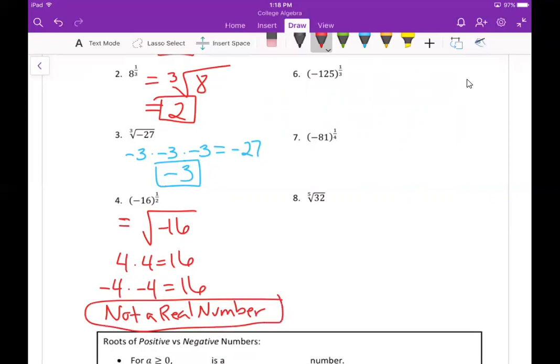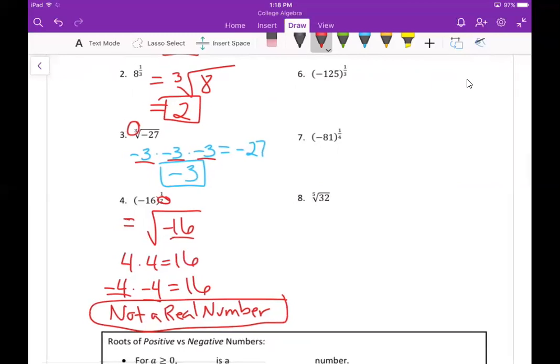Okay, and that'll happen with any even root because all those negatives will pair up and cancel out, and there'll be no way for us to end up with a negative number in it. So we can do it when we have odd roots because those negatives won't pair up and cancel. We'll have one left over. But if we have an even root, then we get not a real number anytime we try and root a negative number.